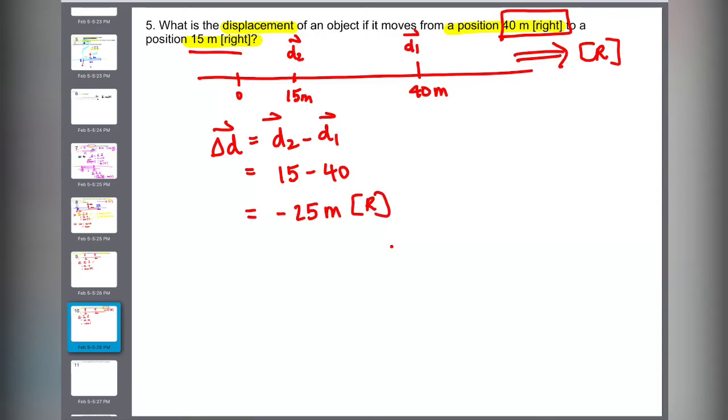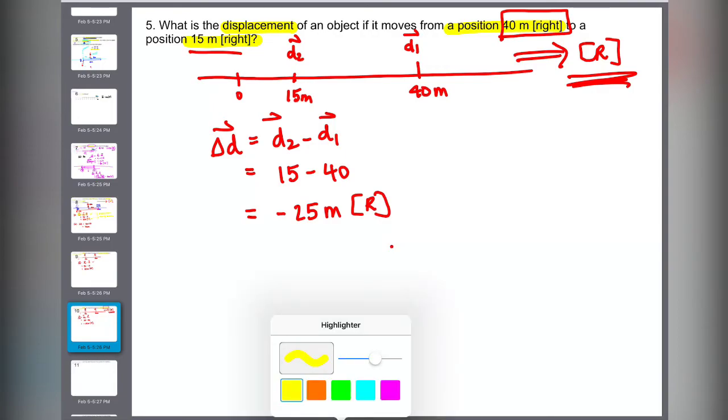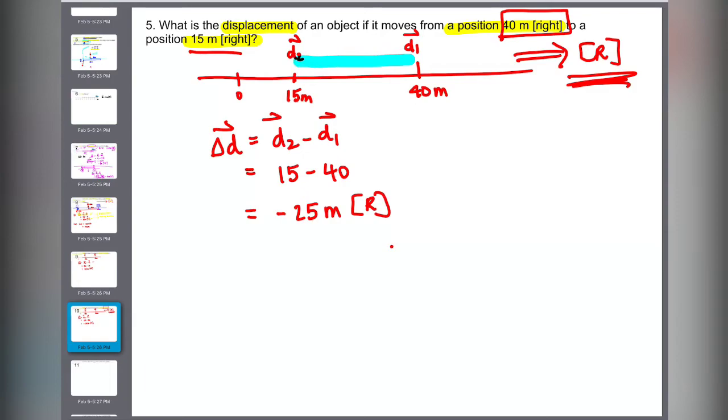Whatever answer you get is whatever the direction that you're using. This is negative 25 meters to the right. Well, you'll be like, hey, hold on. Why is it right? Well, I did go left. I did go D1 to D2. The other way you can write, I actually have to give you a mark if you write this.